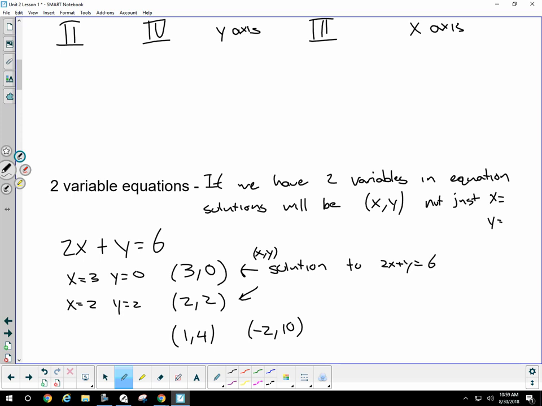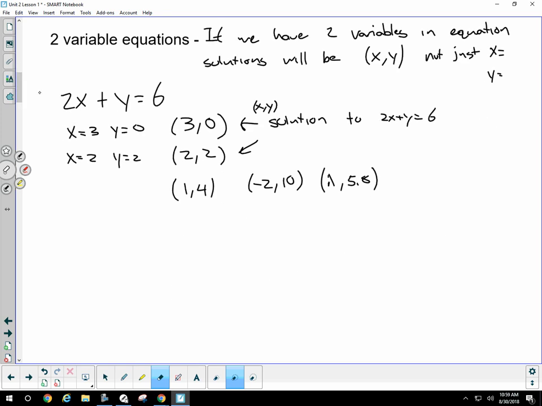But what's very, very important to know is that we are not limited to just whole numbers. You could use an x value of like 0.1. And if x is 0.1, your y value would be 5.8. That must go into this equation so that we have 6 is equal to 6. And we could go on forever and ever with these xy solutions.